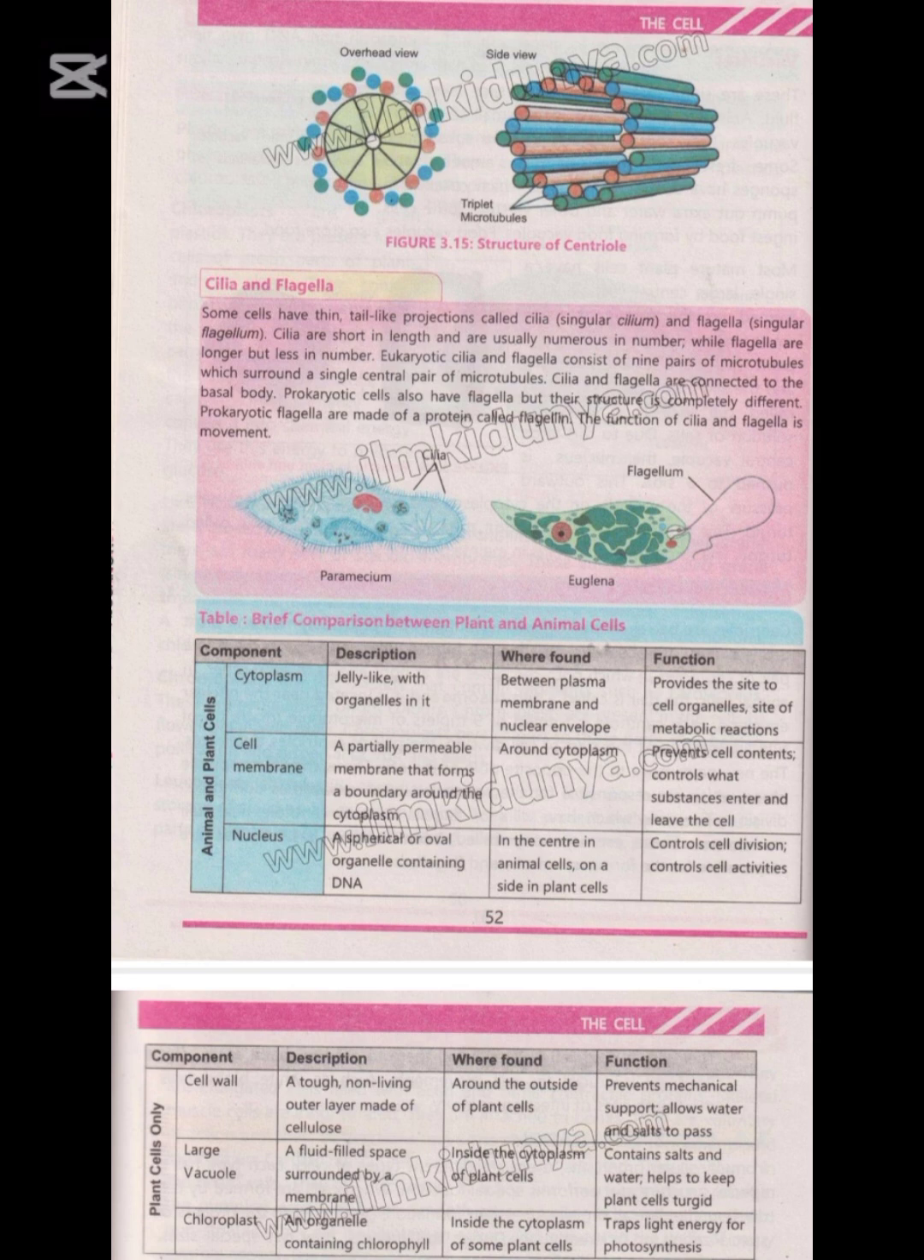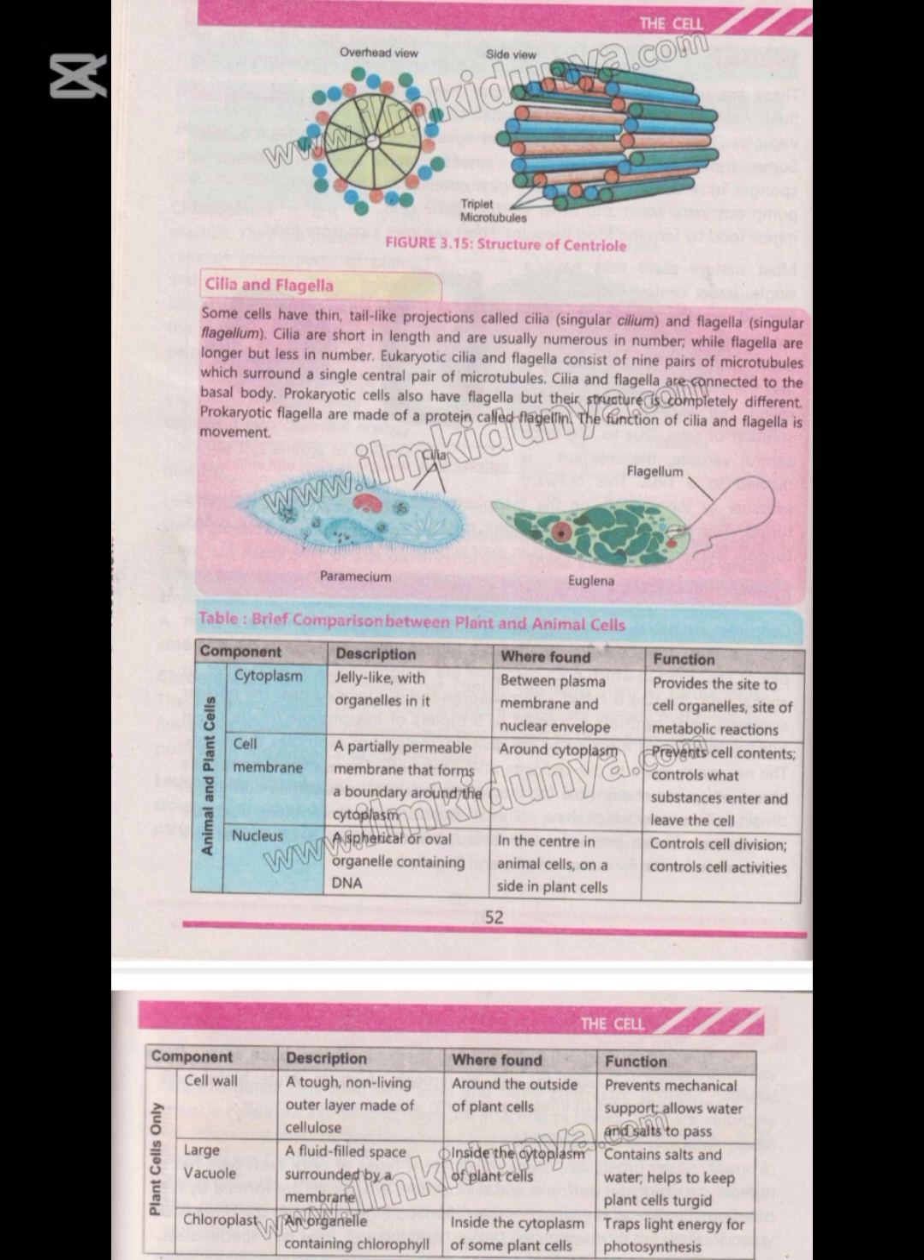Next, there are some things that are present only in plants. They are not present in animals, and it is written on page number 53. The first thing is the cell wall. We already know that animals do not have a cell wall. It's just the plants that have a cell wall. Let's discuss its description. It is a tough, non-living layer, and it is made up of cellulose. In plants, the cell wall is made up of cellulose, and it is found outside the plant cell.